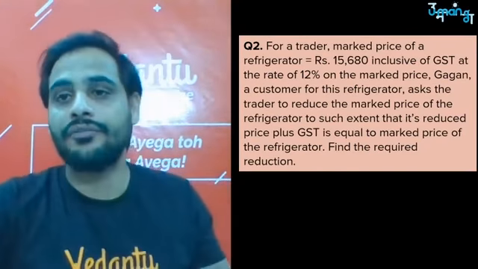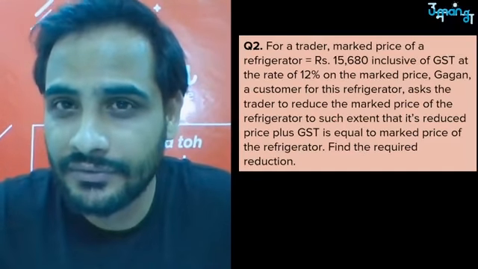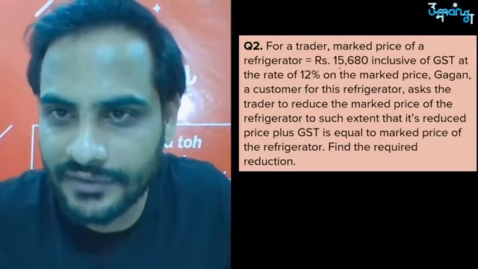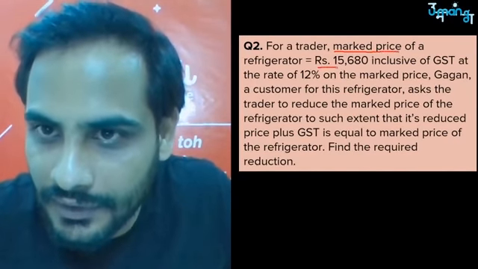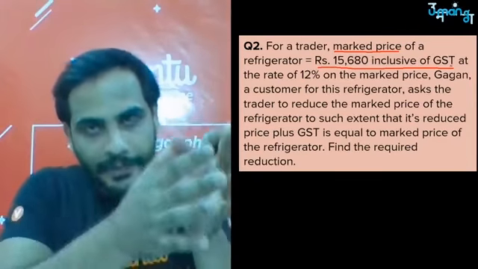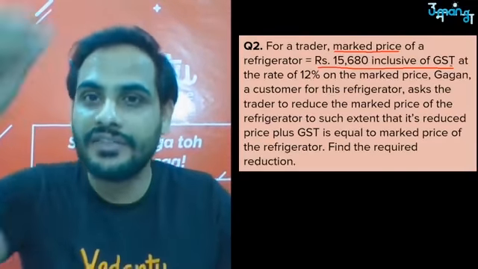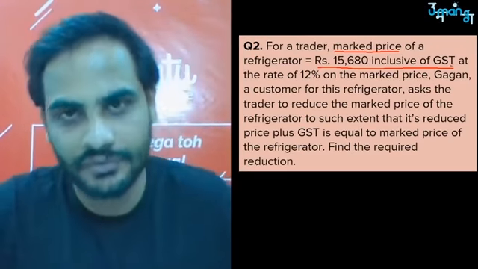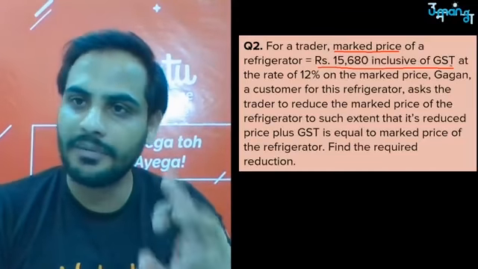Next question. So for a trader, marked price of a refrigerator is rupees 15,680 inclusive of GST. So I want you to understand this thing, remember these kind of things. This is marked price inclusive of GST. So this price includes the mark price plus the tax which you are going to pay. So 15,680 is the mark price plus GST as well. Got it? At the rate of 12 percentage. So GST rate is 12 percentage on the mark price. So GST is applied on the mark price.